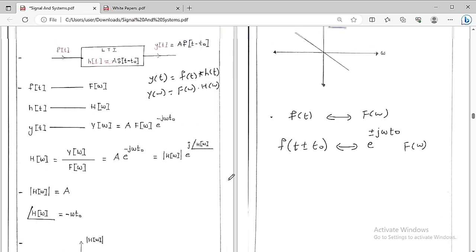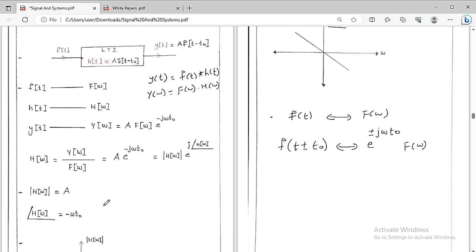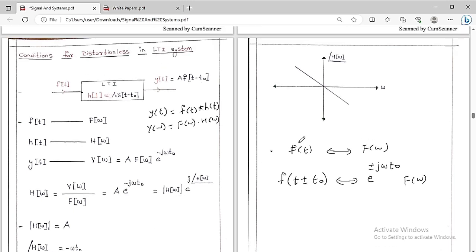And I want to draw the phase angle plot also. The phase angle plot for all values of omega: if omega is positive, the phase angle is negative. If omega is negative, the phase angle is positive. So minus omega t naught means it is a straight line passing through the origin, which is having a negative slope. So we are going to get this slope here, minus t naught.